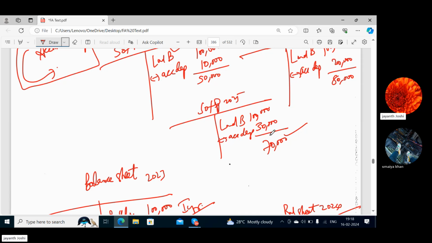which is a contra asset account. A contra asset account means it will reduce the value of the asset, like provision for bad debts. It's a contra asset account. In the case of receivables, it will reduce the value of the receivables or debtors. In the same way, the accumulated depreciation account is also a contra asset account. It reduces the value of the asset every year.